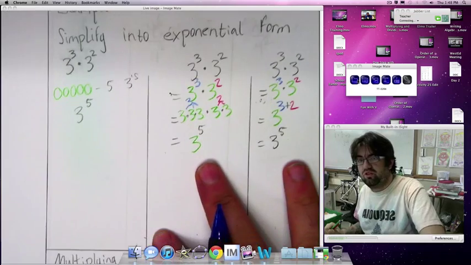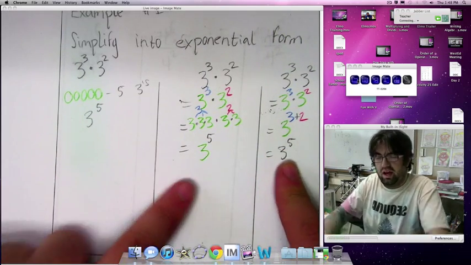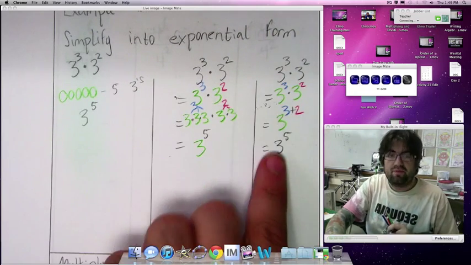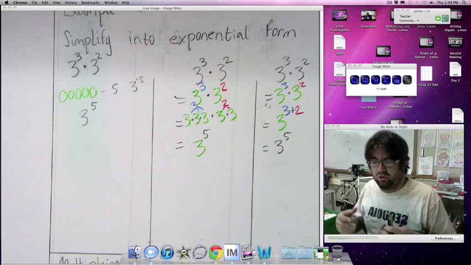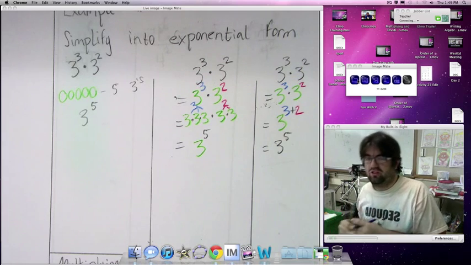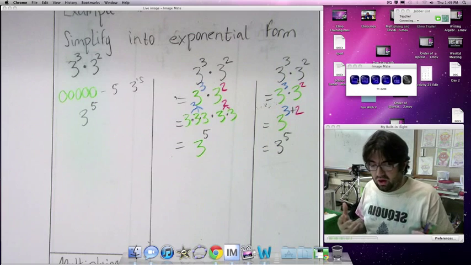So 3 different ways of doing it. These two are pretty straightforward. This one, yeah, it's a little more writing. But eventually you want to use this method using the properties. But if it takes a little more time, it's okay to use this property for a little while. But eventually, got to use this one. Okay? So that's multiplying powers with the same base.